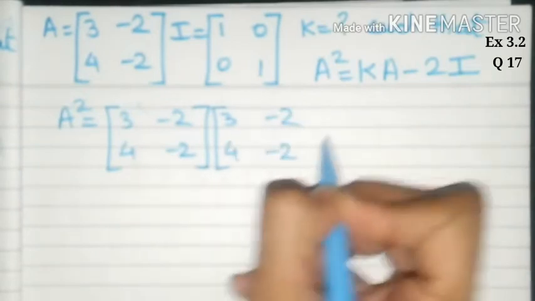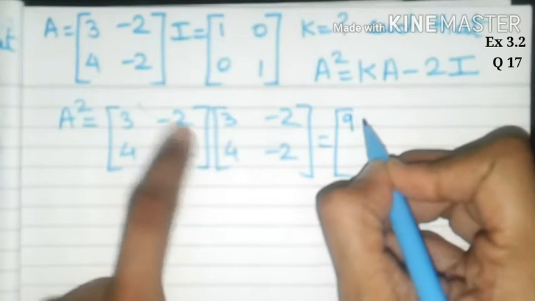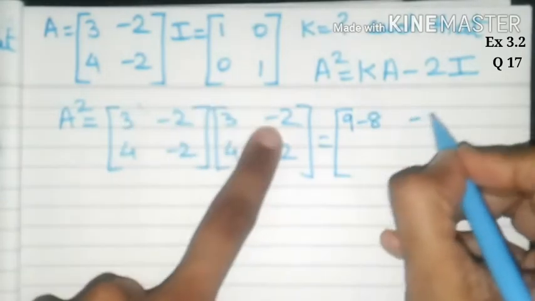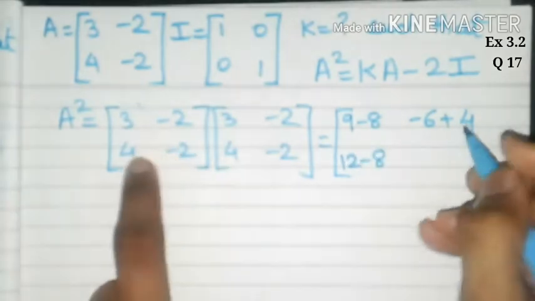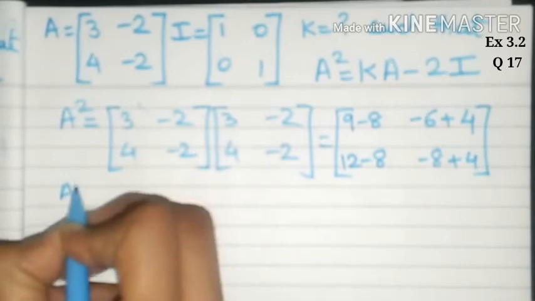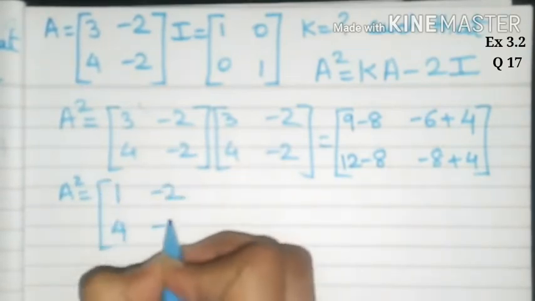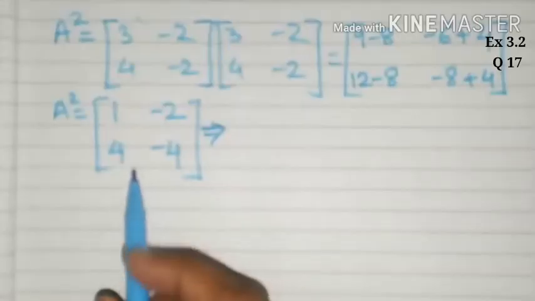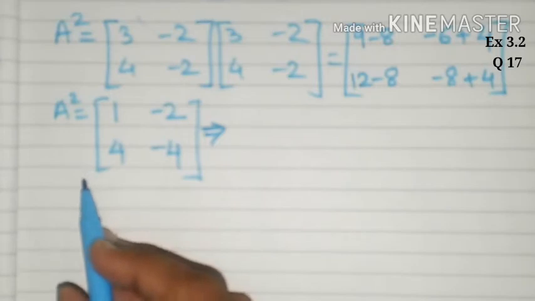It's a 2 by 2 matrix. So when we multiply, we will get 3 3s are 9 minus 8, minus 6 plus 4, 12 minus 8, and minus 8 plus 4 again. So A square is nothing but 1 minus 2, 4 and minus 4. So now that we know the value of A square, let us substitute these values in the equation.